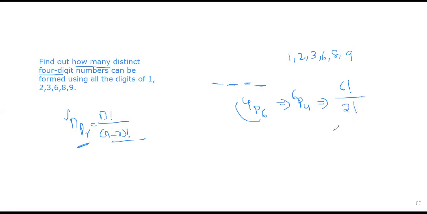6 minus 4 factorial is 2 factorial. 6 factorial value is finally 720. 2 factorial value is 2. 720 by 2 is nothing but what is the answer? 360 ways. 360 ways is the answer. In the 4 positions, we need to fill 6 numbers. Okay, student. My next question.